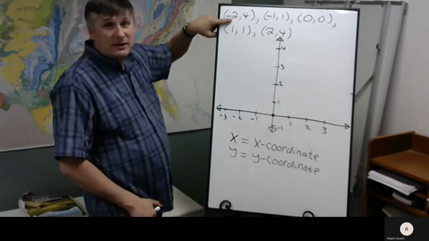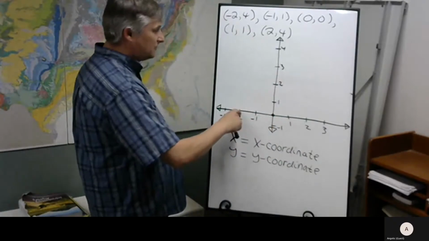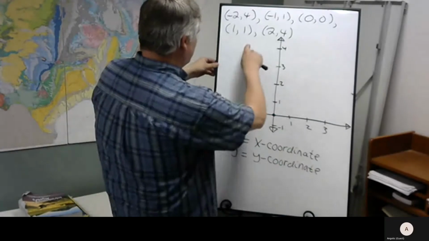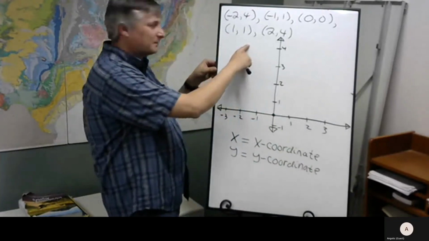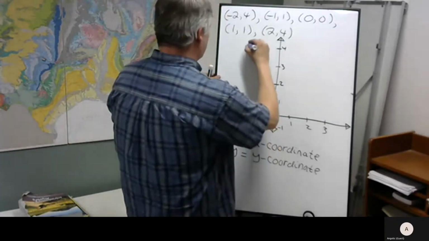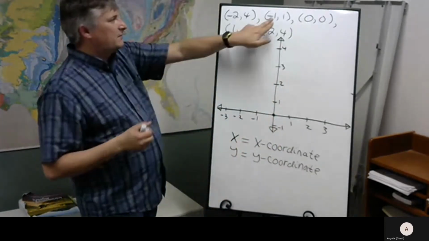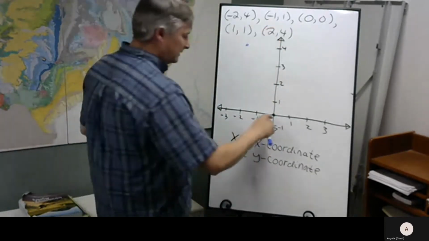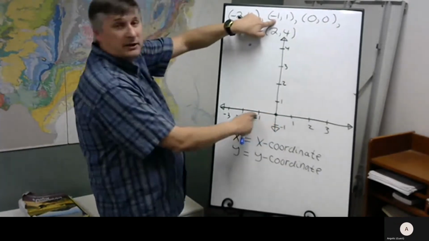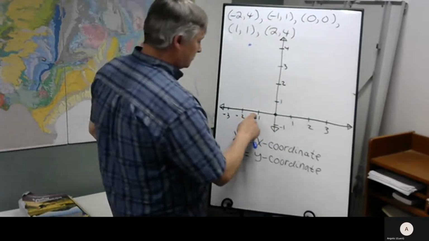So with an x-coordinate of -2, that means we start at the origin, we go out to -2. With a y-coordinate of 4, we then go up to here where y is equal to 4. Next, we have -1 and 1. Again, start at the origin. X is -1, so we go to -1. And then y is going to be just 1, so we jump up to 1.